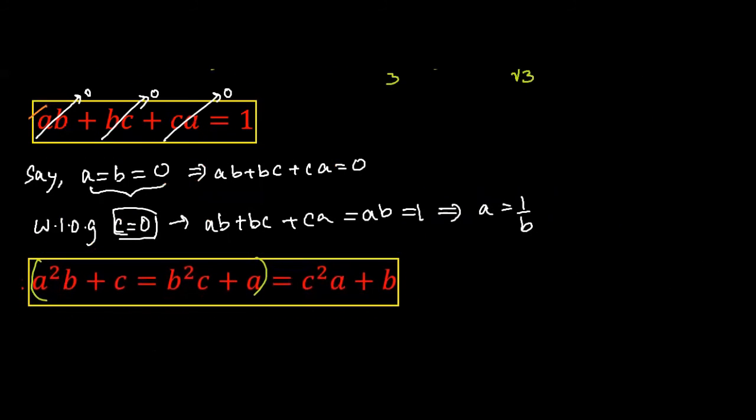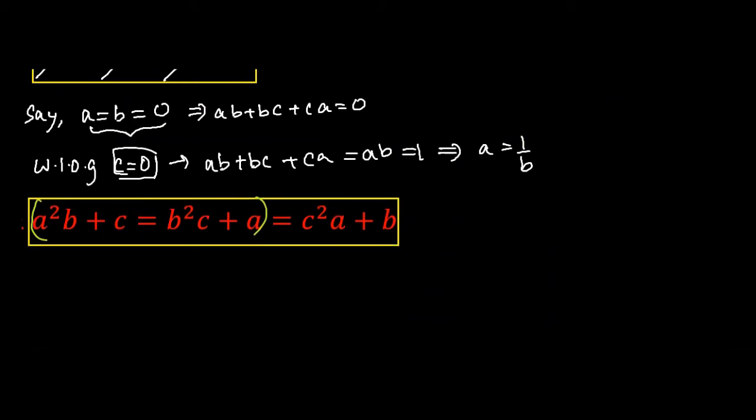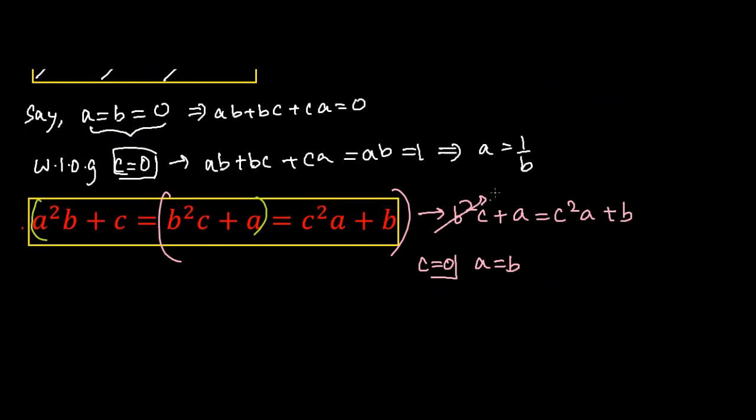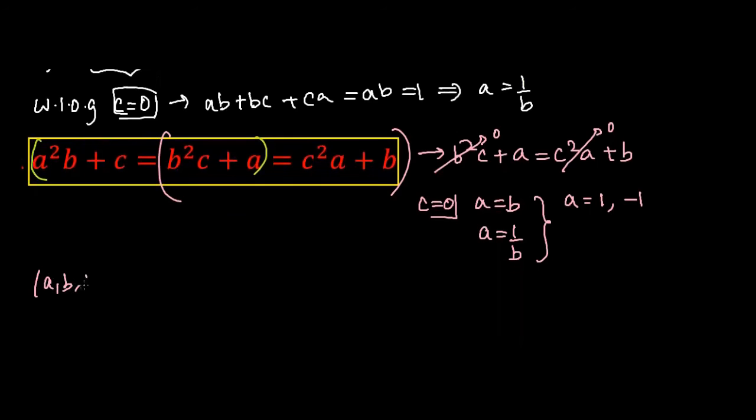Now, in this equation, if we take up the last two pairs, that is b square (c plus a) is equal to c square (a plus b), and if we put over here that c is equal to 0, we get a equals b, because this term becomes 0 and this term also becomes 0. Hence, we get a is equal to b and a is equal to 1 by b. Hence, the only solution of a is 1 or minus 1. Hence, we can say that a, b, c can be 1, 1, 0 or minus 1, minus 1, 0.